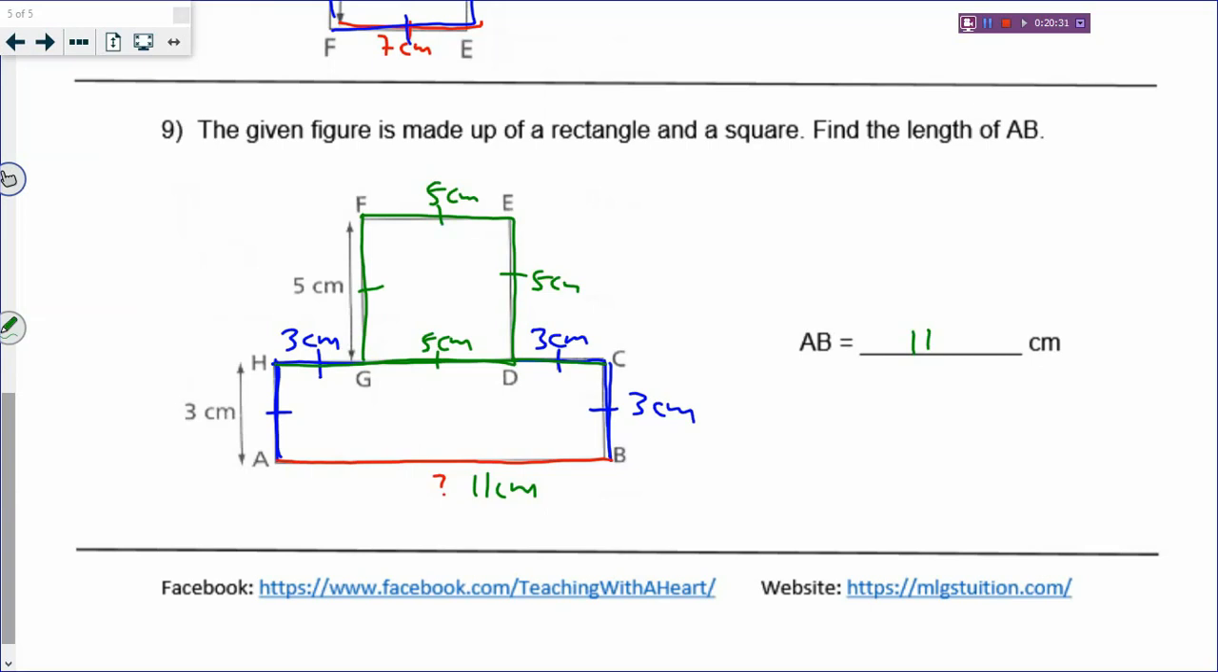How about square? Square has all sides equal, right? It's different from a rectangle. The square has 4 equal sides, and they also have right angles at the corners, and square has 2 pairs of parallel lines as well. So if you know all these properties, then you should be able to do all these simple questions.